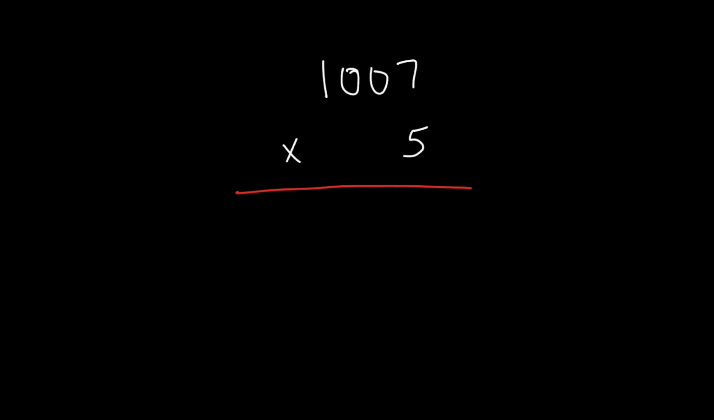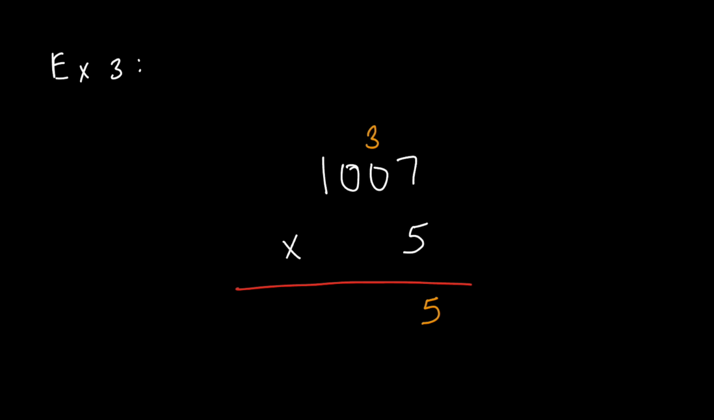Here's the next question. Here we have 1007 times 5. This is relatively easy. We will continue to work right to left. We will multiply 5 times 7. 5 times 7 will give us 35, and we will carry the 3 of that 2-digit number and place it on the top of the 0. And we will leave the 5 here.